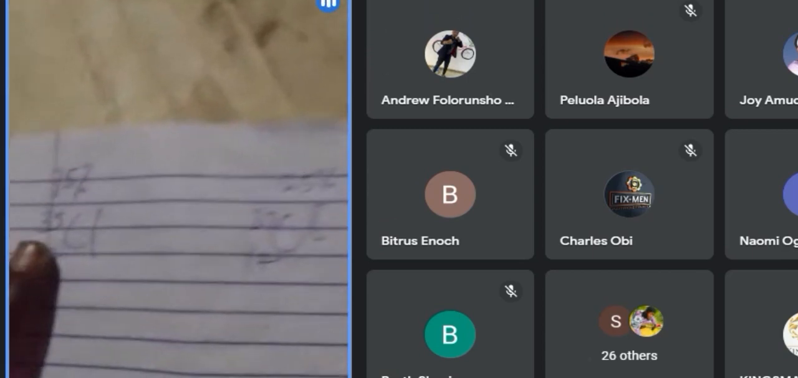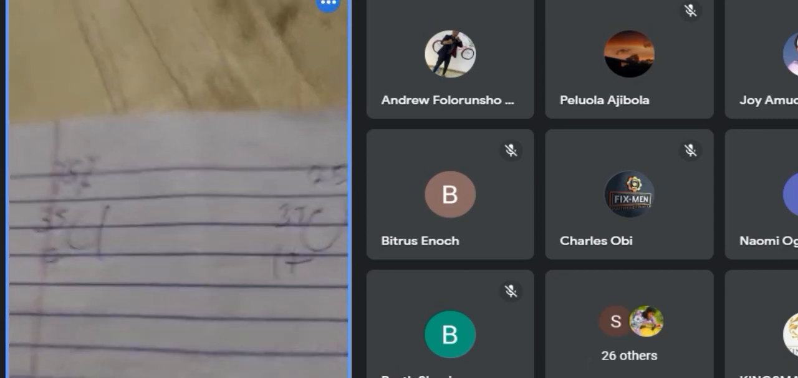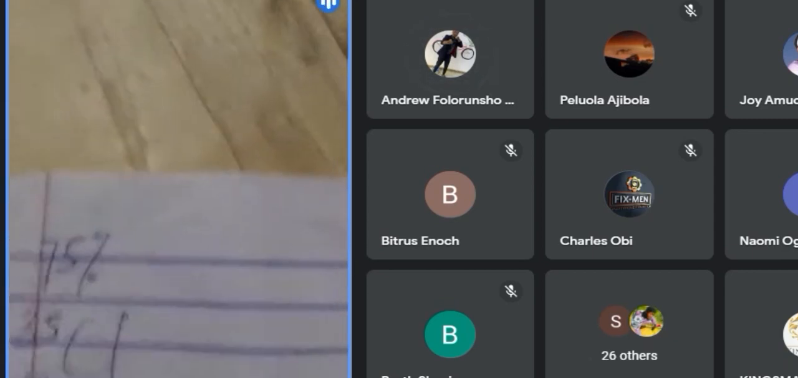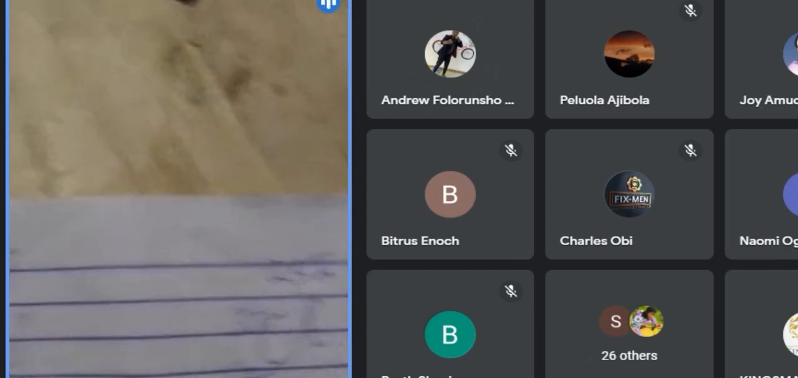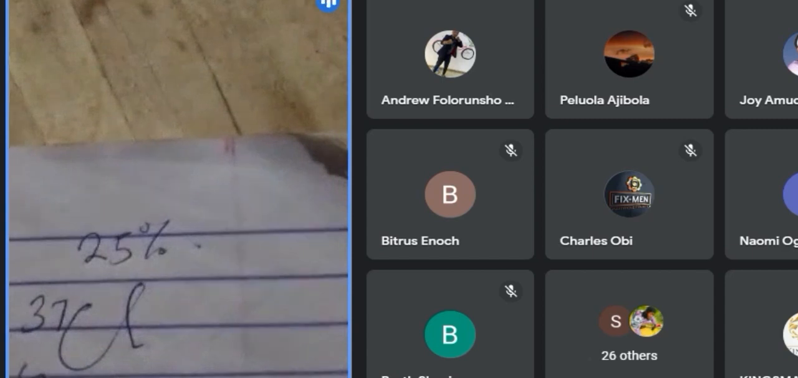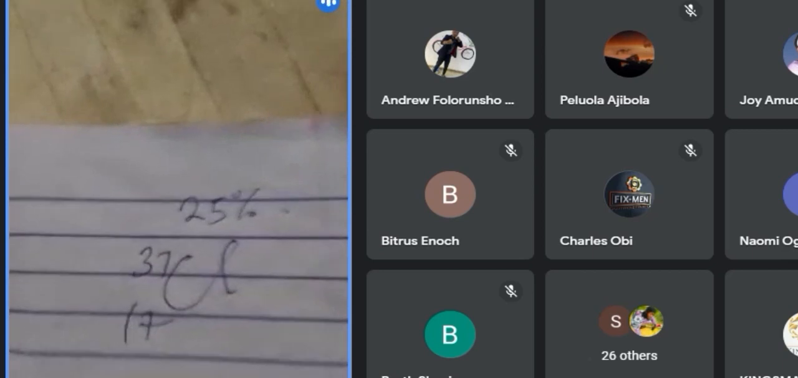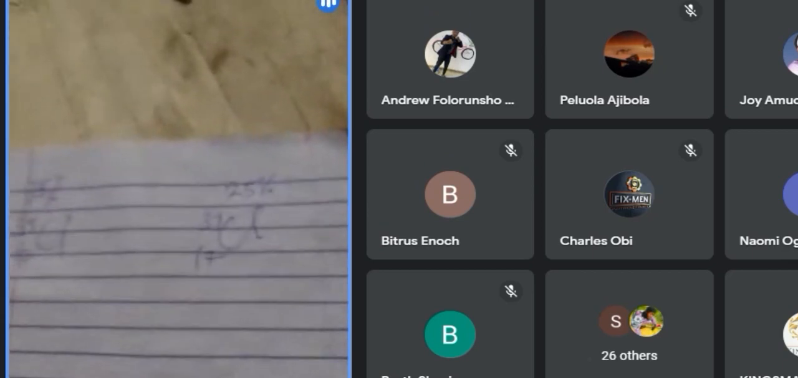Chlorine now, we have chlorine of 17, chlorine of 17. You can see that's the same atomic number, but they will have different mass number. This one is having mass number of 35, and the other is having mass number of 37. So what accounts for the difference between them is what we call the neutron.